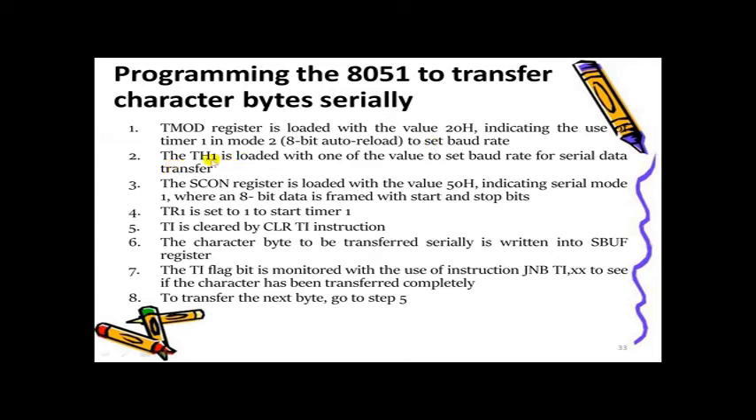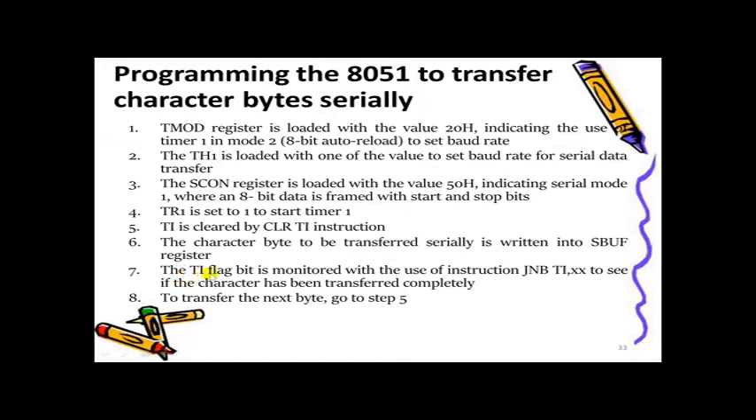Next, TH1 is loaded with a value to set the baud rate for serial data transfer. The SCON register is loaded with 50H, which indicates serial mode 1, where 8-bit data is framed with start and stop bits. Next, TR1 is set to 1 to start timer 1. TI is cleared by the CLR TI instruction. The character byte to be transferred serially is written into the SBUF register.